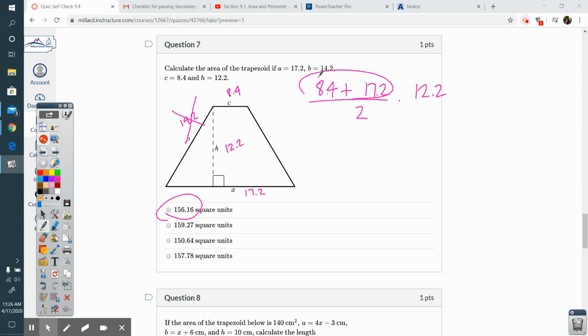So again, you want to add these together, press enter, then divide by the 2 and multiply by 12.2. If you don't do that, it thinks 8.4 plus 17.2, it doesn't put 2 underneath both of those. So make sure you push enter first when you're adding, just in order to follow the order of operations.